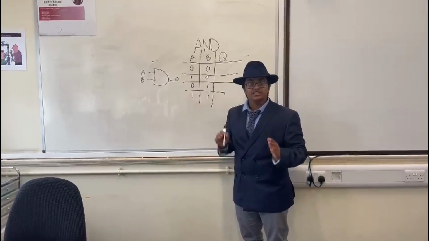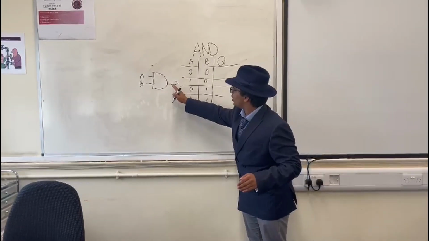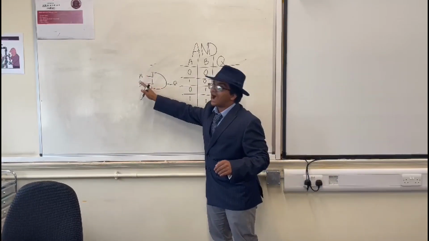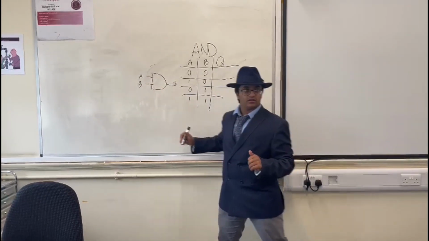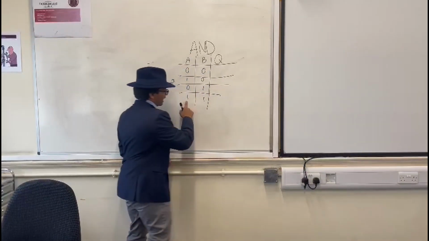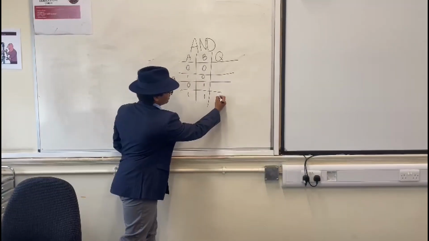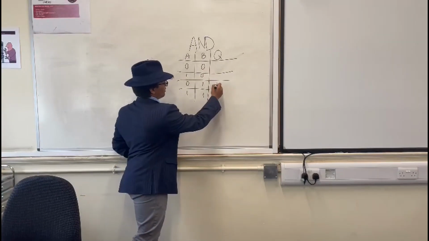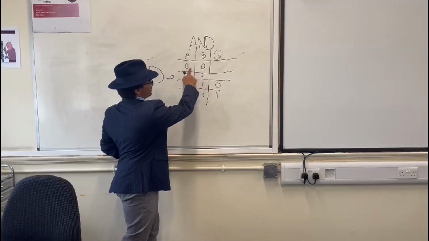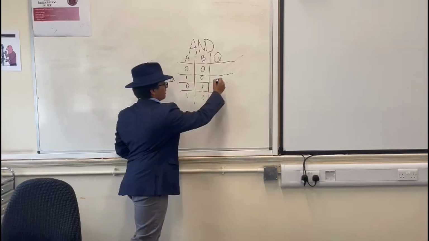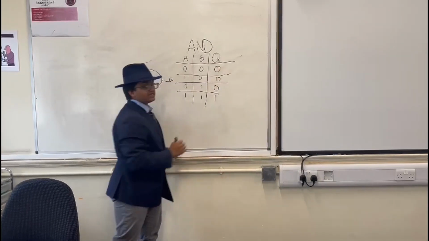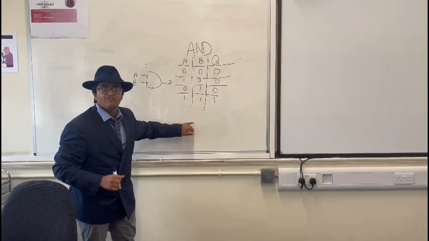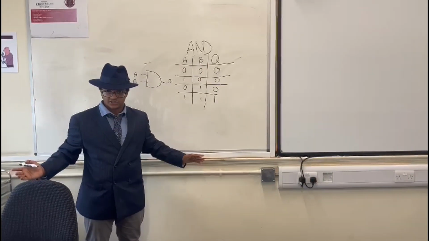Now, an AND gate only outputs a result Q when both A and B are on. So we have both A and B on, so this one will be on. The rest of them will be off. Why? Because the other input is not on. So this is off and off. And this is how the truth table works. You can now use this for all of your operations.